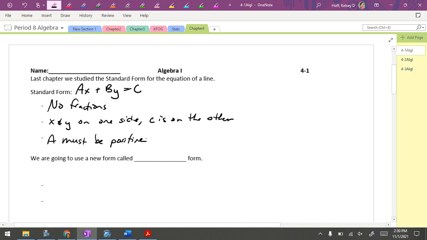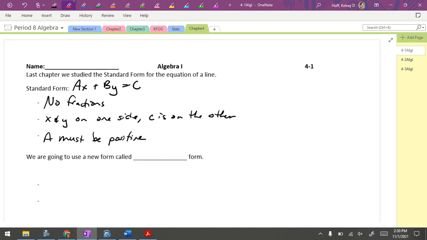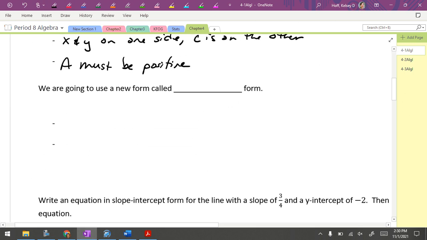Honestly, standard form sucks, other than no fractions, because we hate fractions. But truthfully, it doesn't do anything for us. Standard form is the least used form, I would say. When you look at it, you cannot pull any information from it. But it's a format, and we need to know what it means, where it comes from. So we're going to learn today the new form, which is not really a new form. You've done this before, called slope-intercept form.